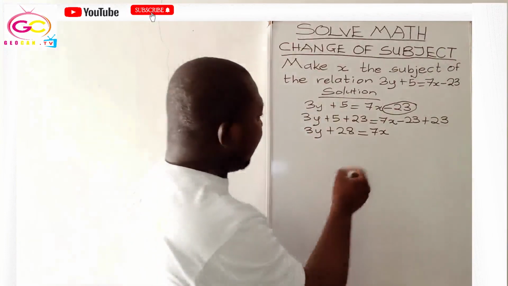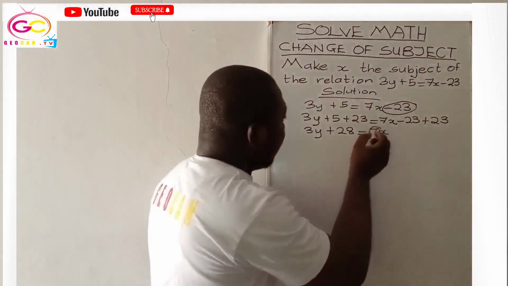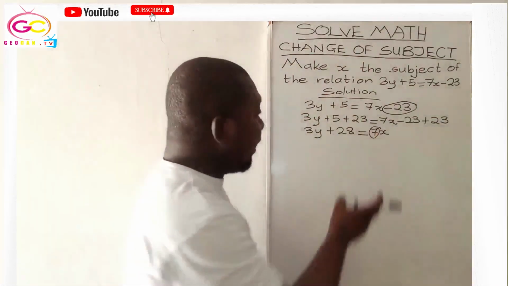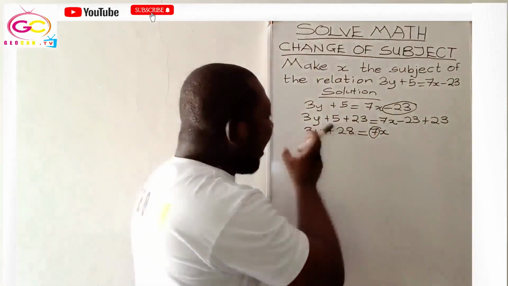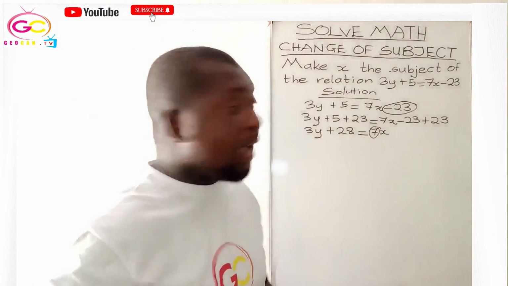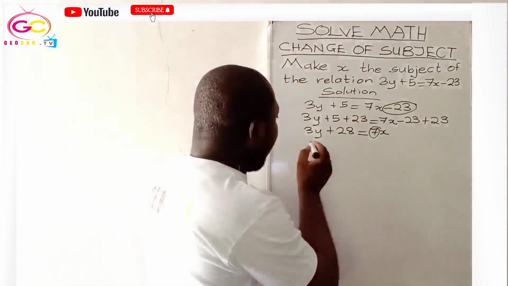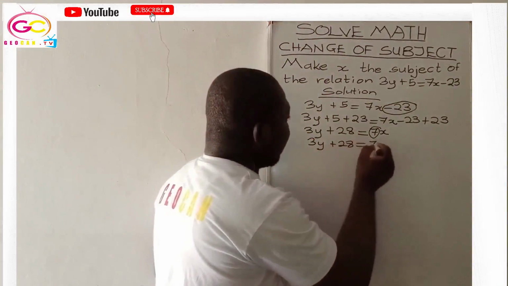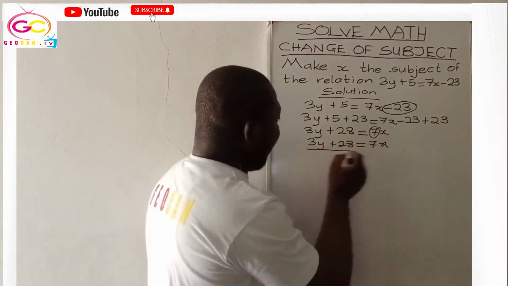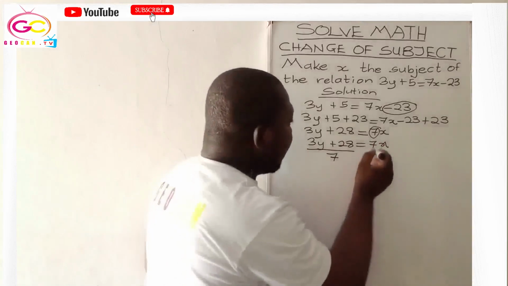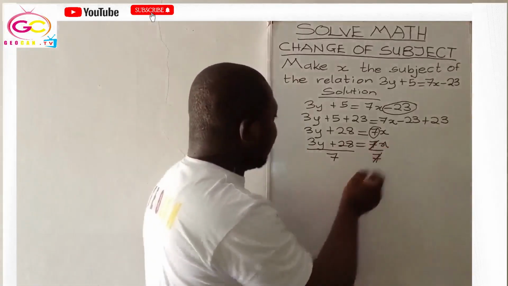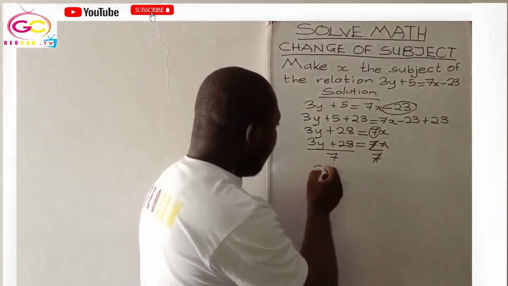Good. Our next step, what we have closer to x is 7. So what we have to do in order to get rid of this 7 for x to stand alone is to divide through both sides of the equation by 7. So let's do that. So write it again. We have 3y plus 28 is equal to 7x divided by what? 7 divided by 7. Good. Now, 7 will cancel this 7.